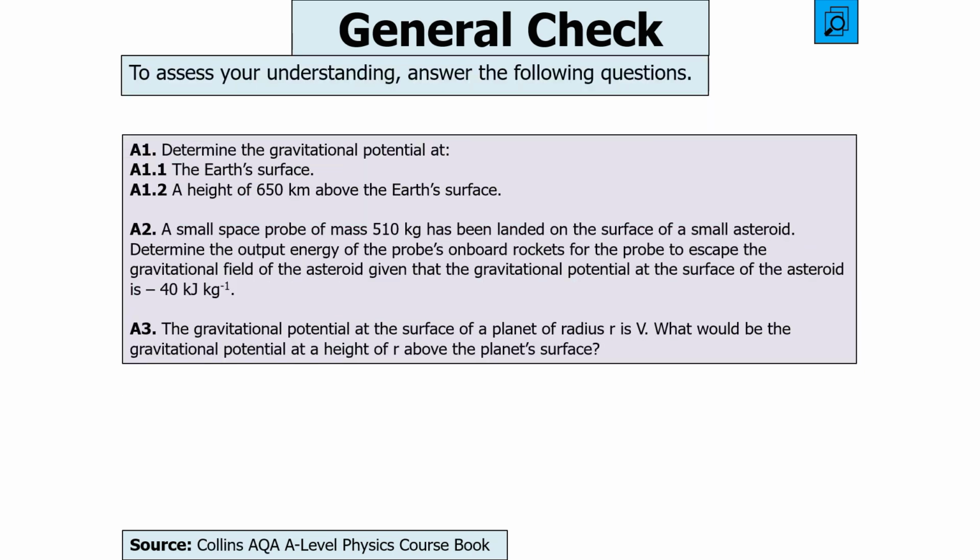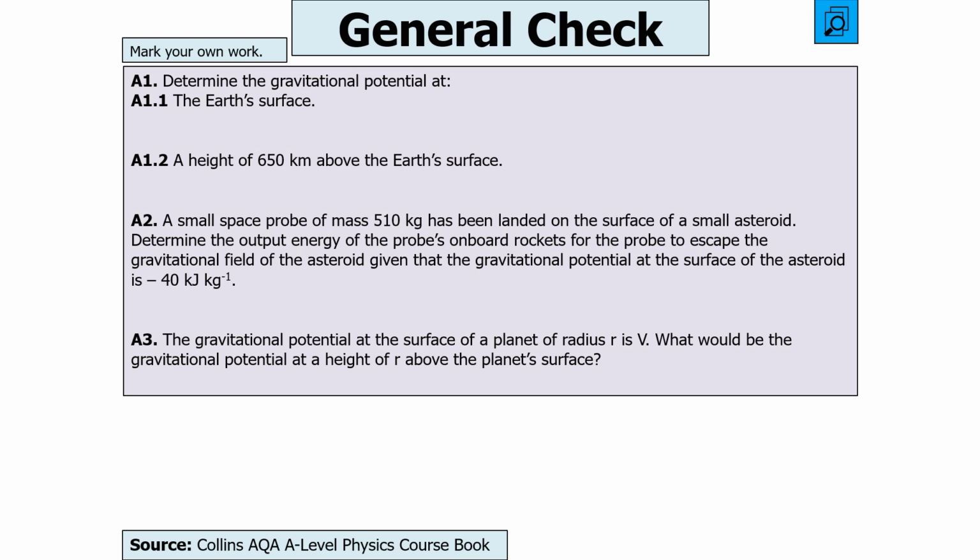The next question says, determine the gravitational potential at firstly the Earth's surface, then secondly at a height of 650 kilometers above the Earth's surface. Then a small space probe of mass 510 kilograms has been landed on the surface of a small asteroid. Determine the output energy of the probe's onboard rockets for the probe to escape the gravitational field of the asteroid, given that the gravitational potential at the surface of the asteroid is minus 40 kilojoules per kilogram. Then the gravitational potential at the surface of a planet of radius r is V. What will the gravitational potential at a height of r above the planet's surface be? So pause the video now, then unpause the video when you want to go through your answer.